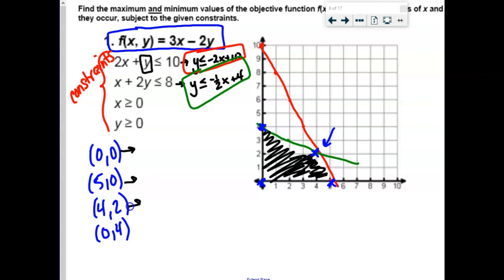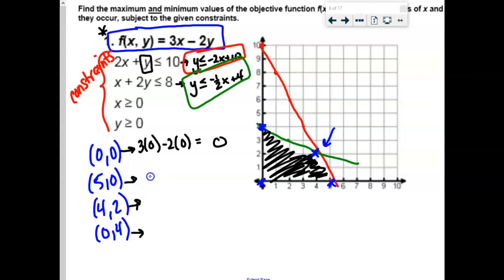So our maximum and our minimum occurs at one of these values. And the way we find the actual value is we take these critical points, these vertices, and we plug them into the optimization function, the objective function up here. So plugging in a 0, 0 here, you got 3 times 0 minus 2 times 0, which gives us 0. All right, that's probably not going to be anything exciting for a maximum.